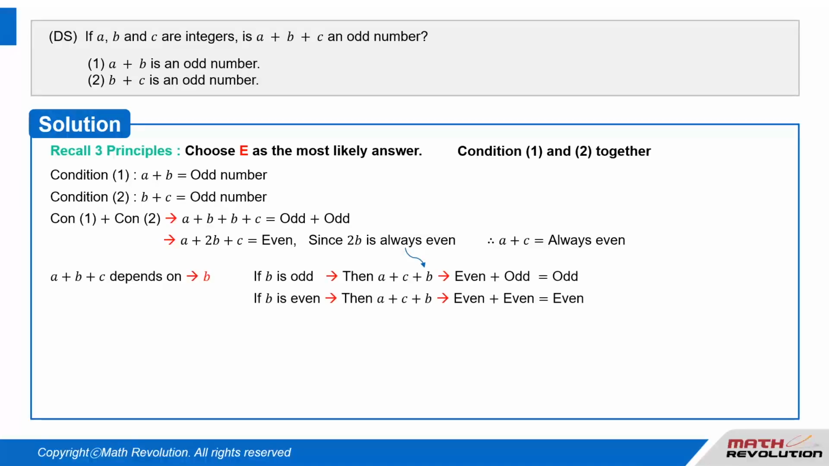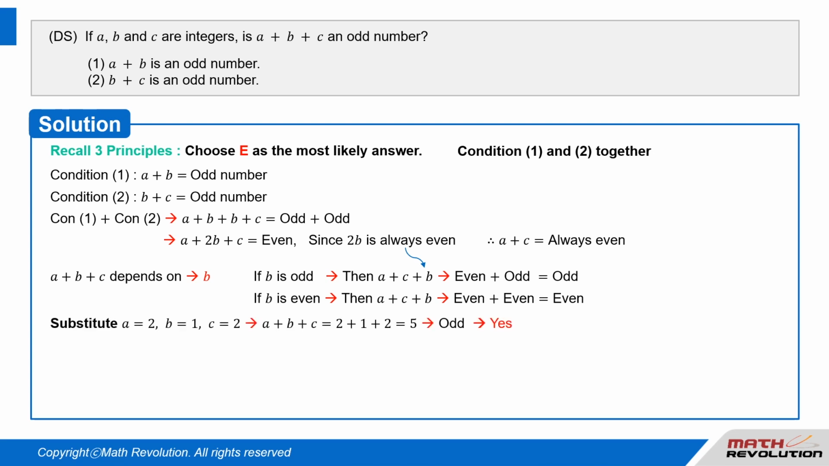Then the value of A plus B plus C would depend on B. If B is odd, A plus C plus B will be even plus odd, which equals odd. And if B is even, A plus C plus B will be even plus even, which equals even.